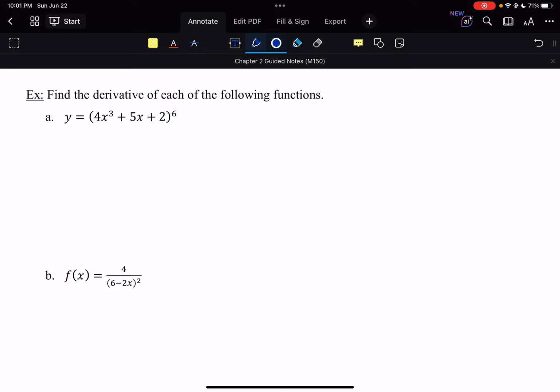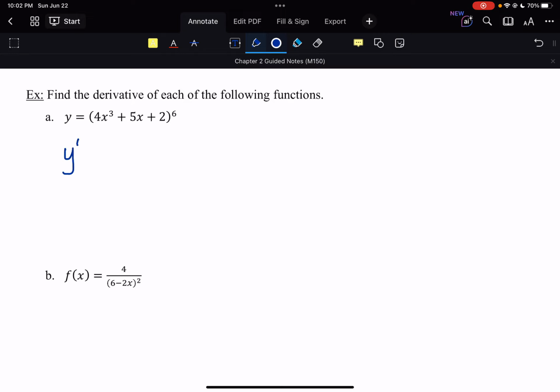If we want to find the derivative of this without the chain rule, we would have to FOIL this out, or not even FOIL because there's 3 terms. Distribute this out 6 times, expand it all into one crazy long polynomial, and then go term by term and take the derivative of all of them. We don't have to do that here anymore.